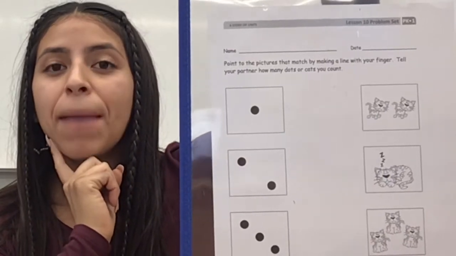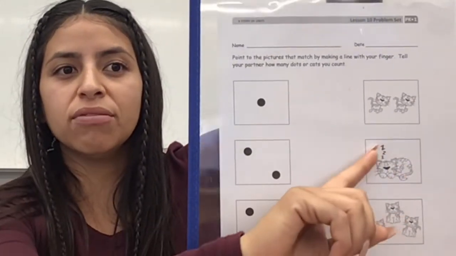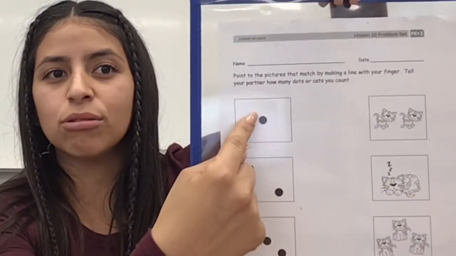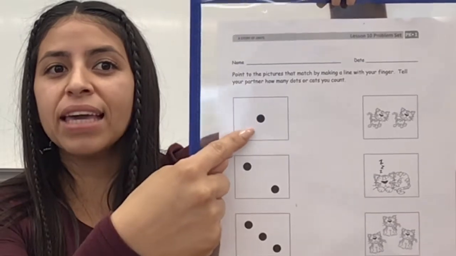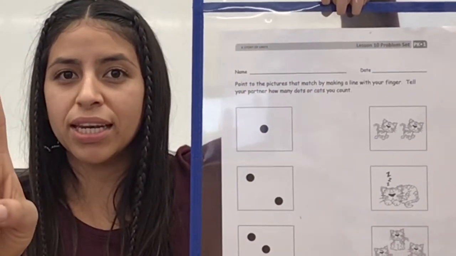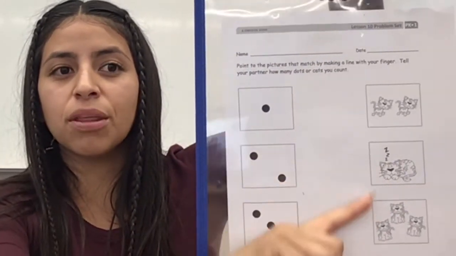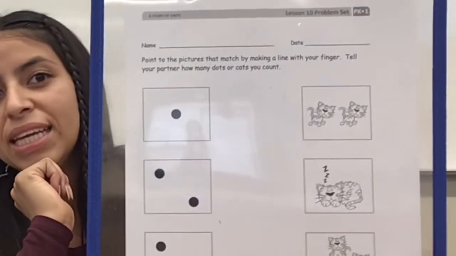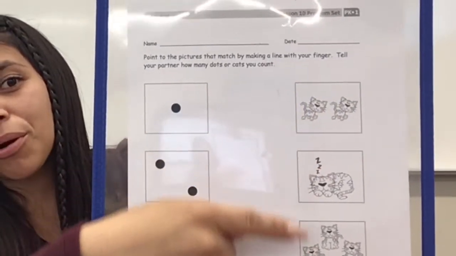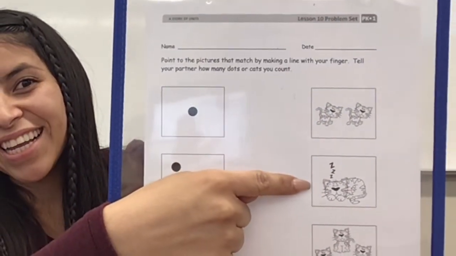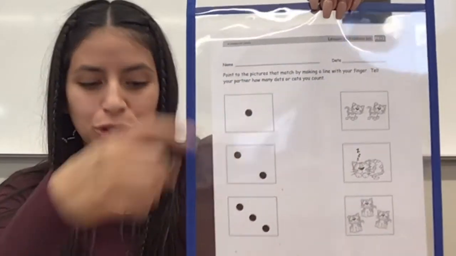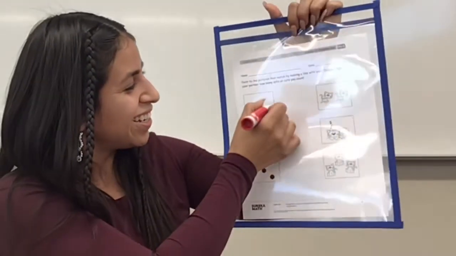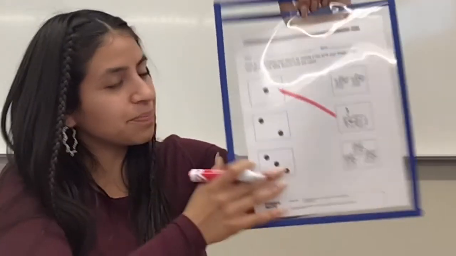Now, I need to match it. I'm going to match it to one of these cats. I need to find the amount of cats that I counted over here. So if I counted the number 1, that means I'm going to look for the picture that has only 1 cat. Which picture has 1 kitty? Top, middle, or bottom? The middle one, right? So I'm going to match these 2 groups with my pencil. This is a marker, but you're using a pencil. I'm going to draw a line across.